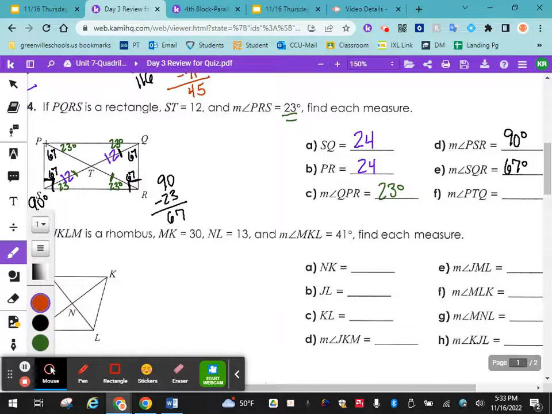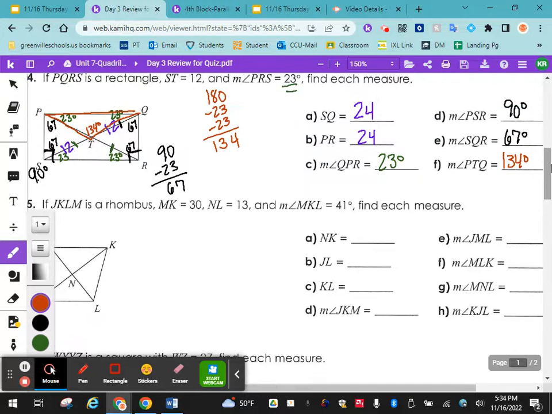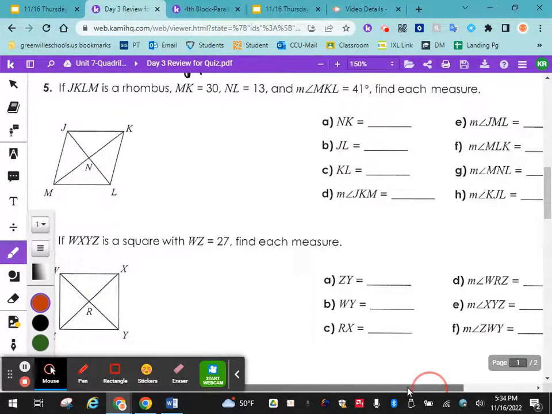So using that, PTQ is a triangle, we know these two angles are 23. We can do 180 minus 23 minus 23. You get 134. So that goes right there. So that's your last answer. Okay. If you don't understand this, guys, stop it, go back, rewatch it. You have plenty of time to rewatch these before your quiz.